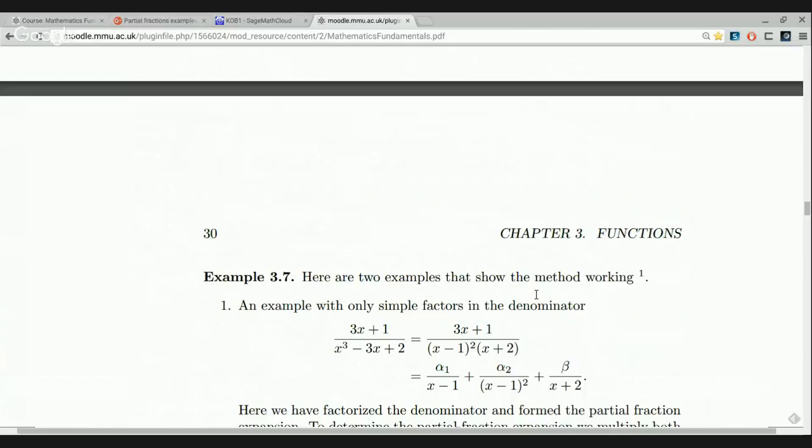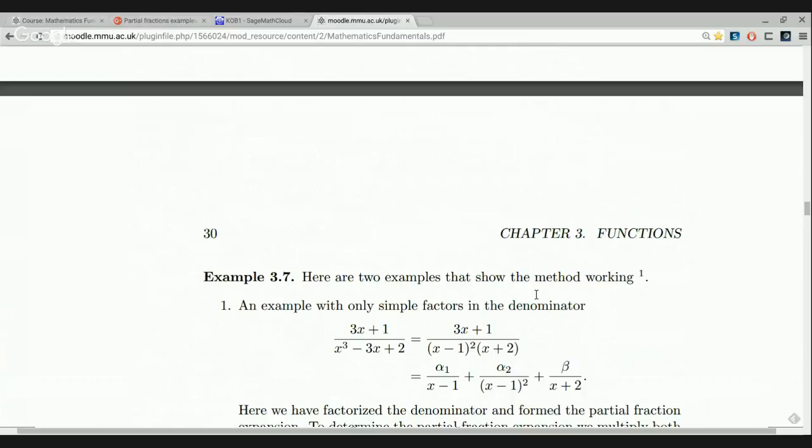So the a, b, and c are to be found. Okay. And the way I like to talk about finding these is to immediately rewrite it back as a single fraction again.